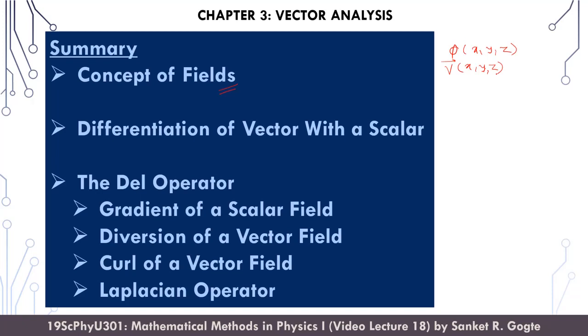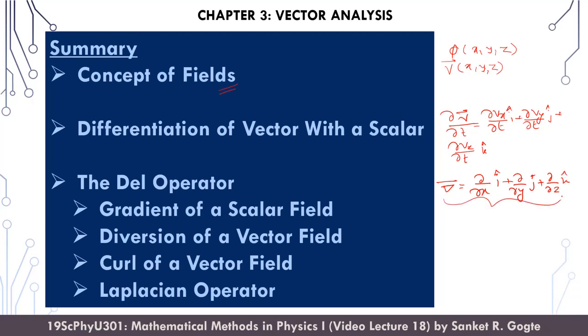Then when we say that we are differentiating a vector with respect to a scalar, say t, this is equal to ∂vx/∂t i plus ∂vy/∂t j plus ∂vz/∂t k. Then we defined the del operator, the differential operator, ∂/∂x i plus ∂/∂y j plus ∂/∂z k. And then we considered the operation of that operator onto a scalar field, which is called the gradient of that scalar field, and this operation gives a vector field.